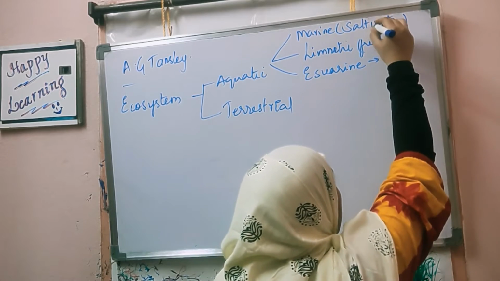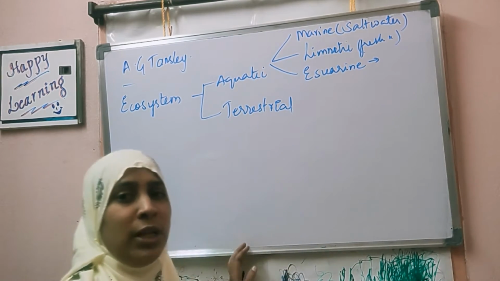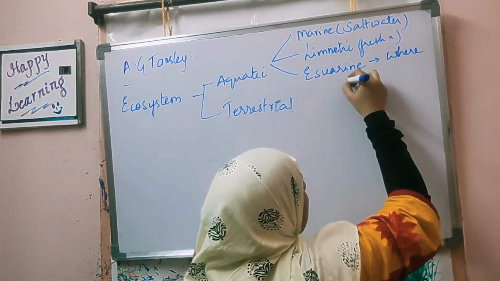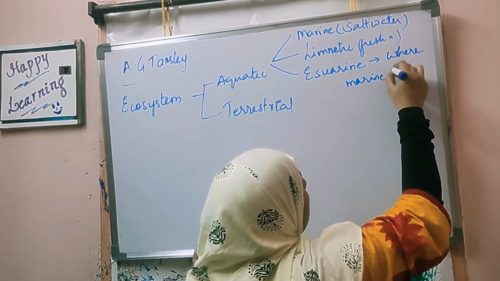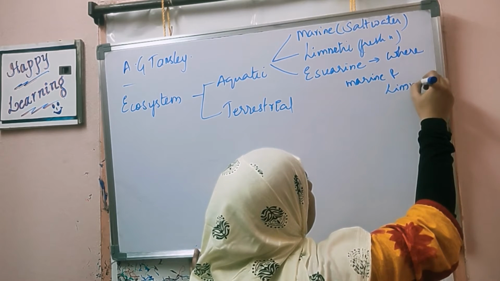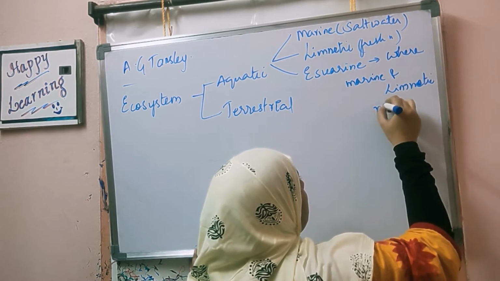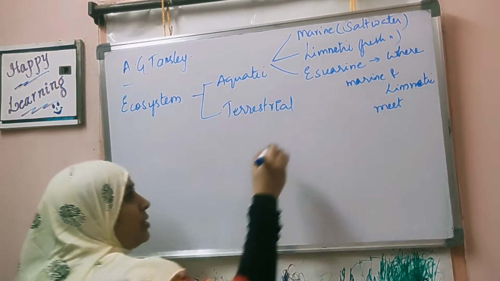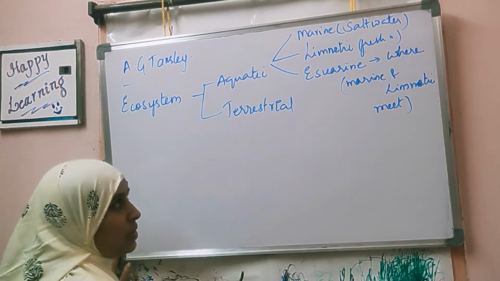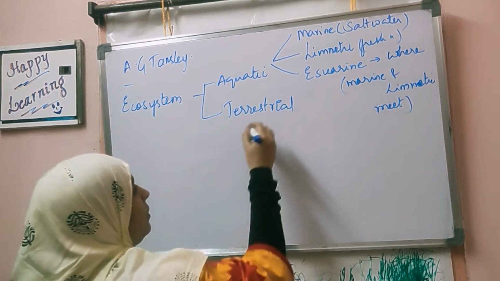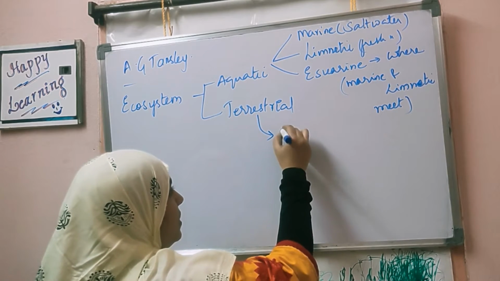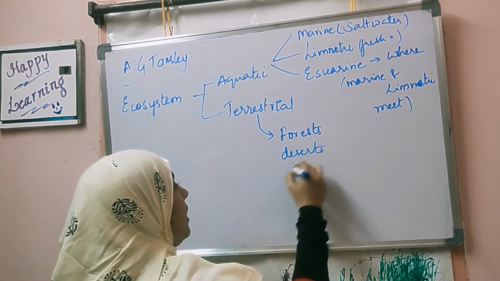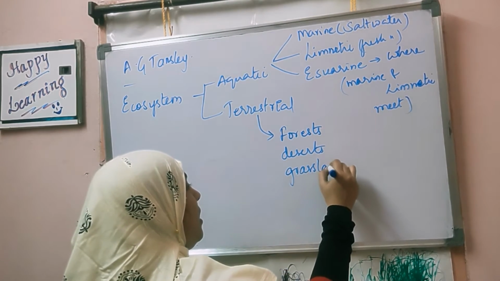That means where the saltwater and freshwater meet, where marine and limnetic both of them meet. That is the region called estuarine ecosystems. We have discussed this also in our previous sections. Terrestrial ecosystems are divided into forests, deserts, grasslands, tundras.